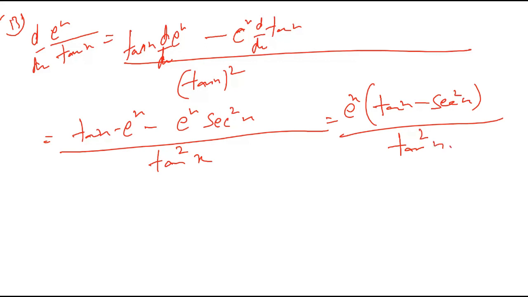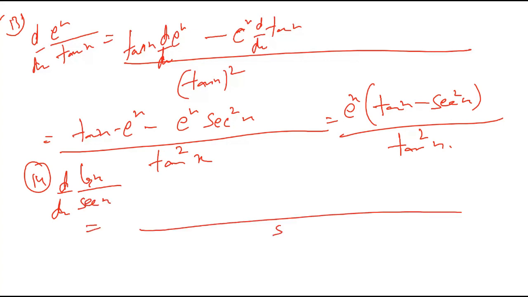Okay. Let's go on to the next question. This is the 14th question, and in it you have d by dx of log x over sec x, which equals sec square x in the denominator, and in the numerator you will have sec x and d by dx of log x, minus log x, d by dx of sec x.